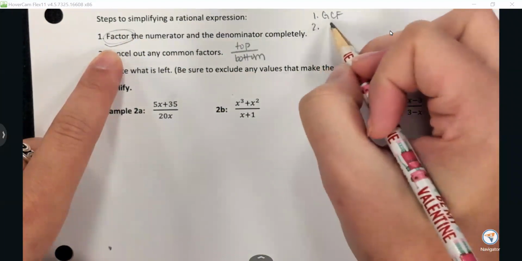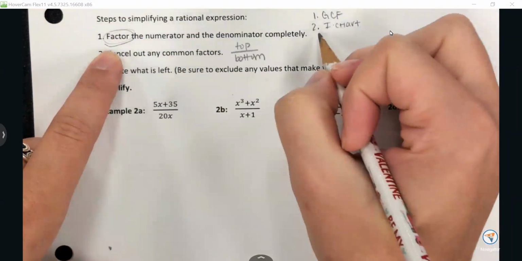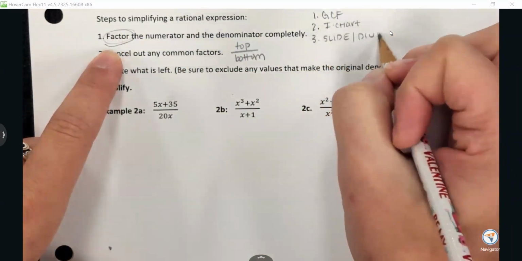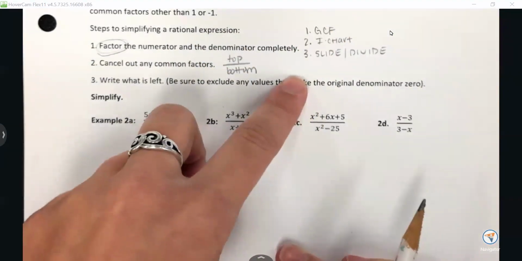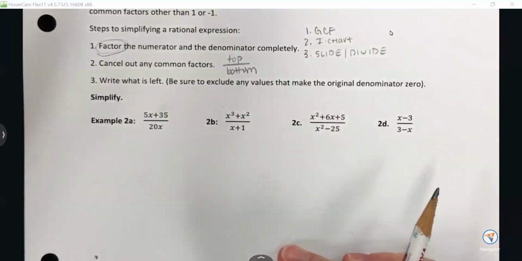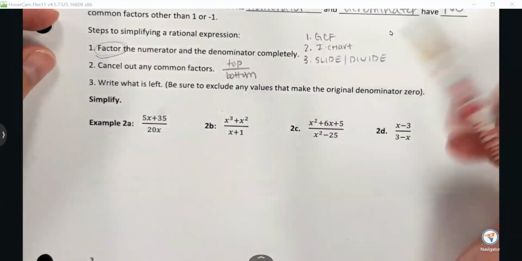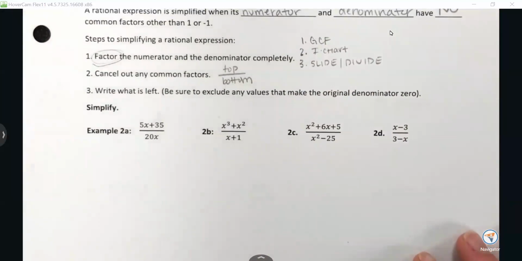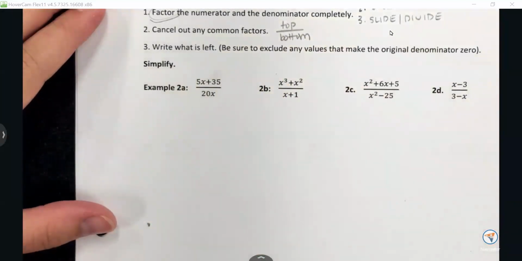Number 2, you can make your eye chart where you have 2 parentheses. Or number 3, it could be a slide and divide problem. So everything from the previous unit is how we can factor. There also could be sum and difference of cube problems and difference of perfect squares. So everything from unit 3 can be on unit 4 now. And then we will write what is left.